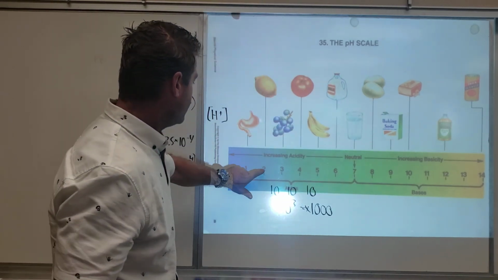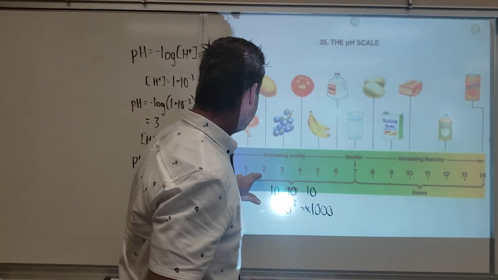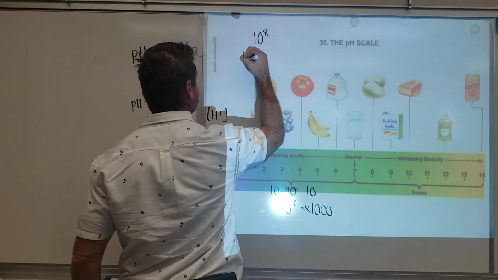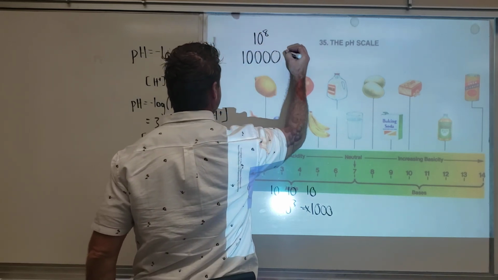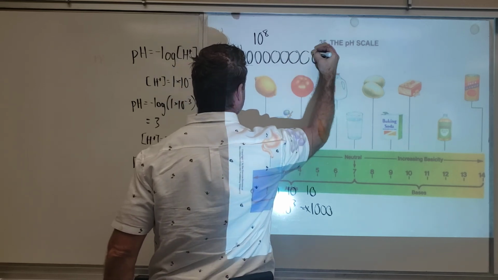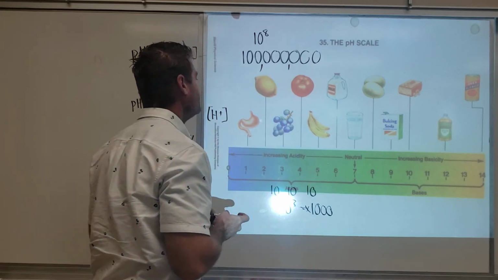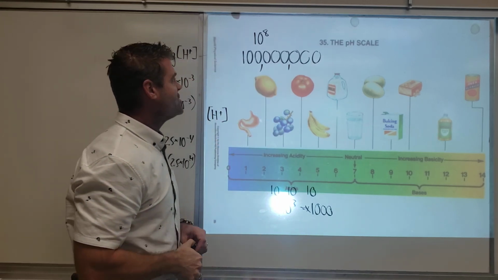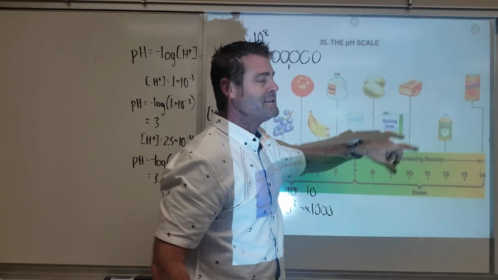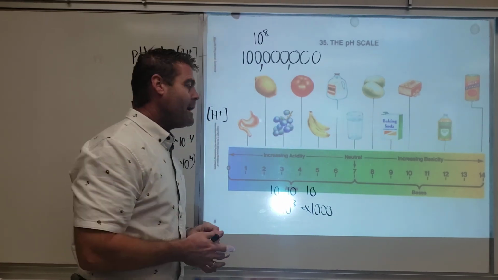Now you guys can imagine, what if I try to compare lemons with soap? Lemons with soap, look, pH of 2, pH of 10, that's 8 factors of 10. That's 10 to the 8th. You know how you do that? You go 1 and then you follow it by 8 zeros. 1, 2, 3, 4, 5, 6, 7, 8. How many times more acidic are lemons than soap? They're 100 million times more acidic. You guys see how a logarithmic scale works?